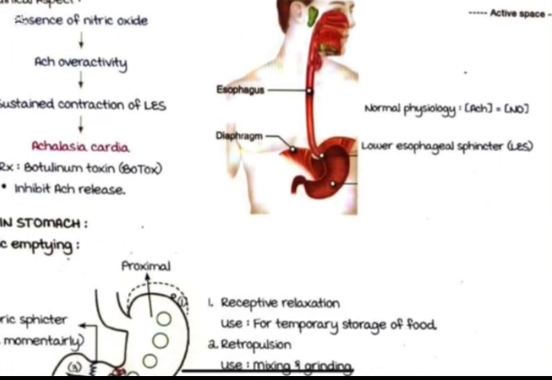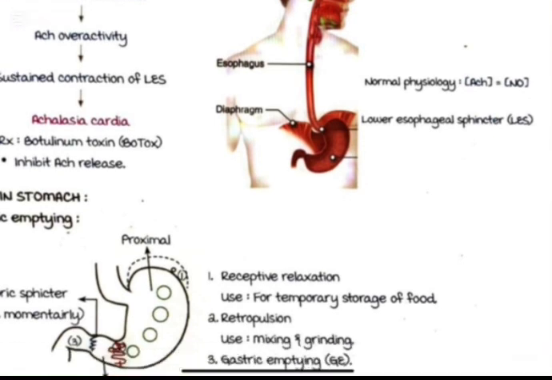Clinical aspect: absence of nitric oxide, acetylcholine overactivity, a sustained contraction of lower esophageal sphincter: achalasia cardia. Treatment is botulinum toxin, Botox, which inhibits acetylcholine release. Normal physiology: acetylcholine concentration is equal to nitric oxide concentration. Lower esophageal sphincter is shown in the image.